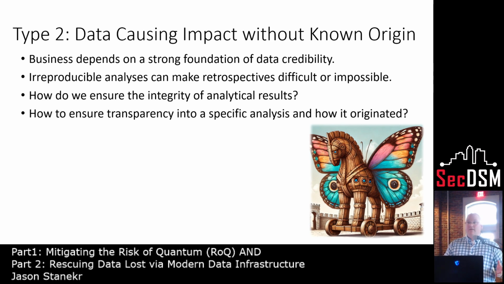And more directly, is it important to control the origin and the accuracy of information used in your organization? And more generally, in the age of AI, how do we ensure the transparency of our business decisions?